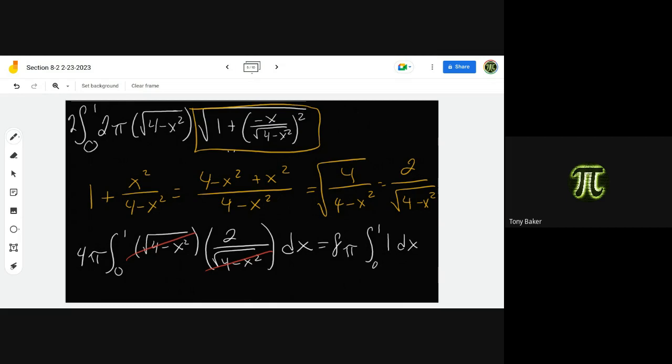What's the integral of 1? I mean, yeah, what's the integral of 1? It's just x. So it's 8 pi times x going from 0 to 1, which just ends up being 8 pi.